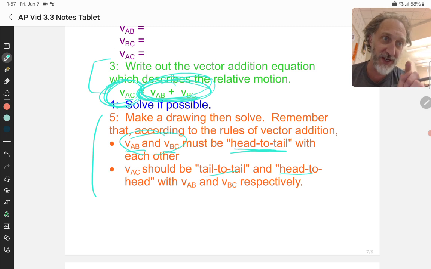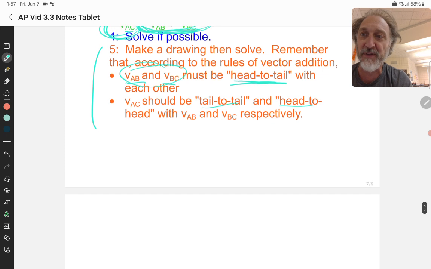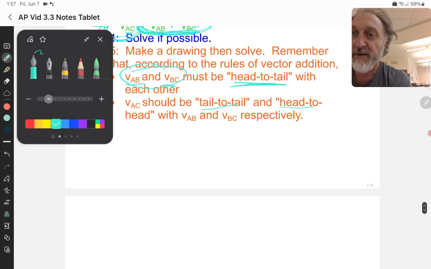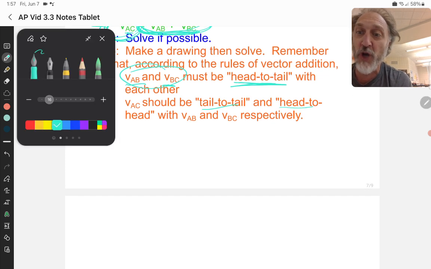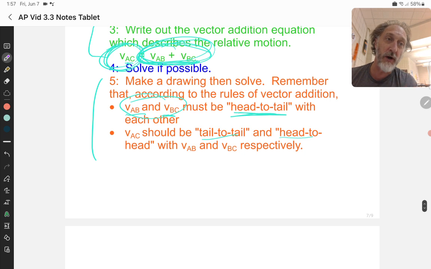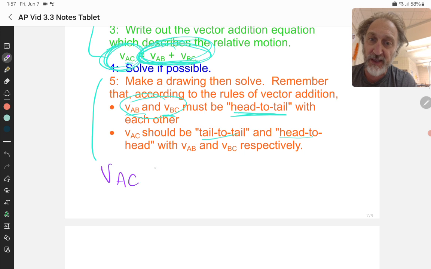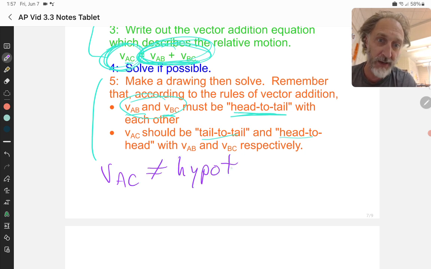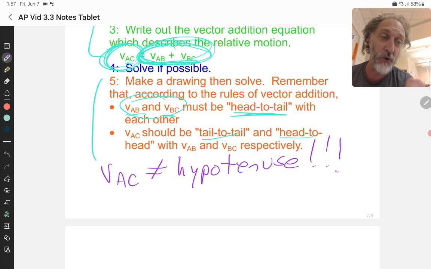And this is huge, and I wish I'd written this in the notes, but it's important enough that I'm going to stop right now and say it. This is ginormously important. A lot of times your vector drawing is going to be a triangle. It will often be a right triangle. VAC does not have to be the hypotenuse. It is sometimes, but not every time. Okay, it's going to depend on where your vectors are.